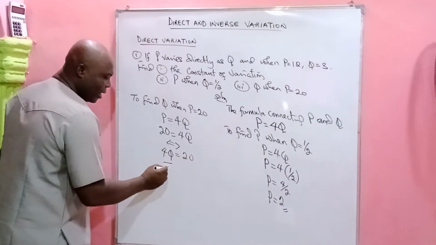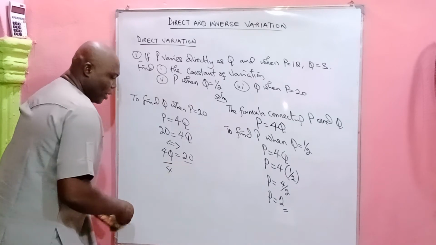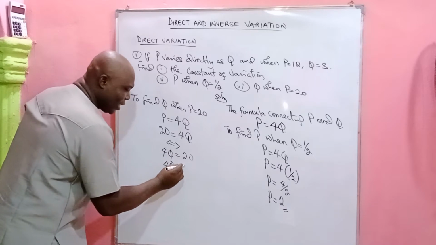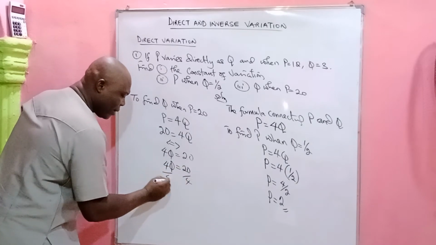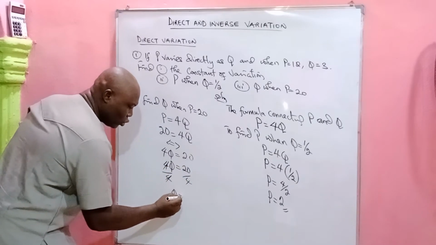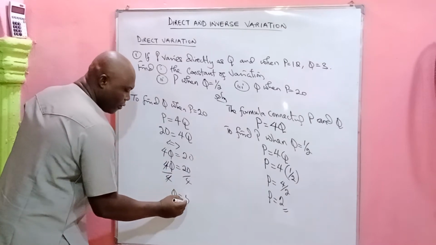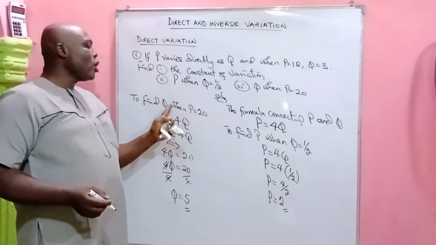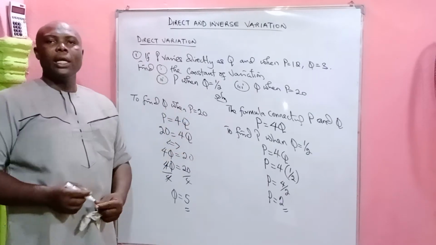If we divide here by 4 and divide here by 4, we are going to have what we are looking for. All right, so you say 4Q is equal to 20. Divide by 4, divide by 4. So we'll have our Q to be equal to 20 divided by 4, which is 5. So it means that to find Q when P is 20, Q will definitely be 5.